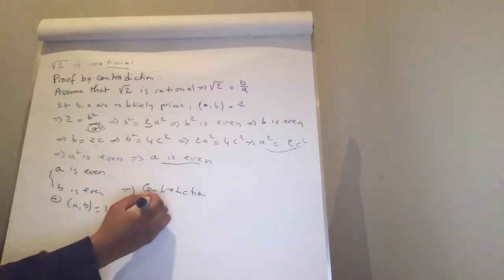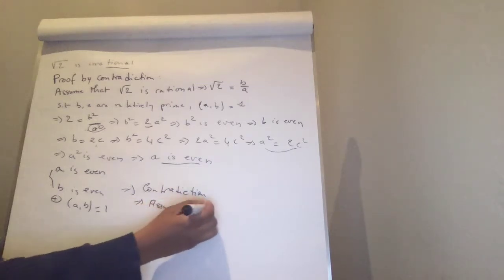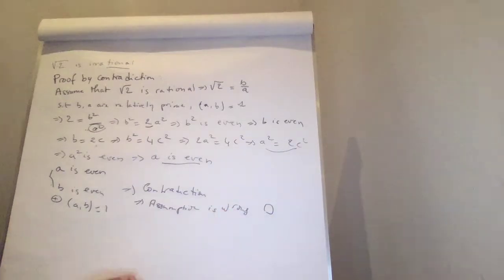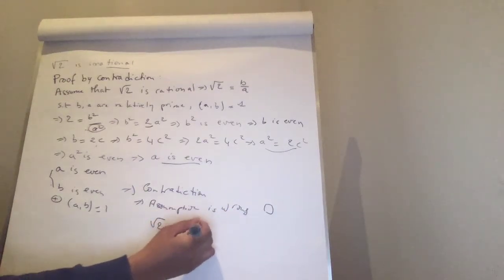Which means that our assumption is wrong. And by this we end our proof, and we can say that square root of 2 is irrational.